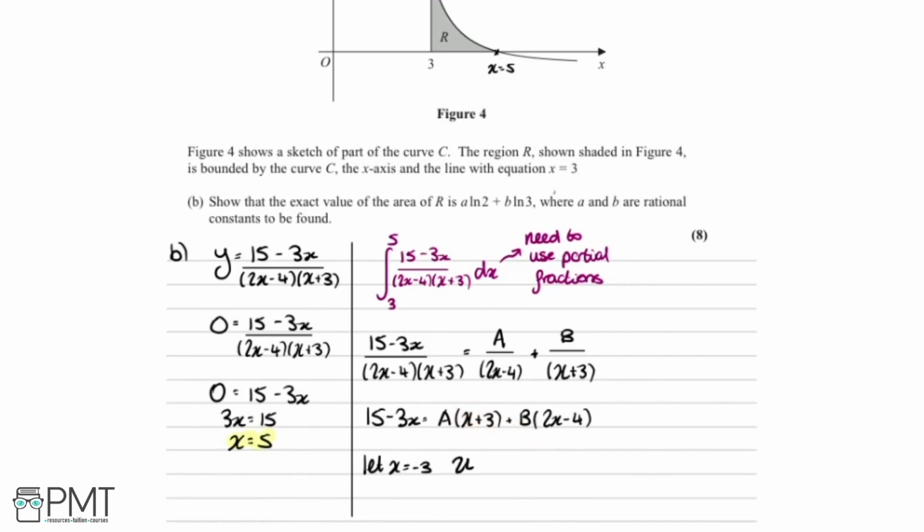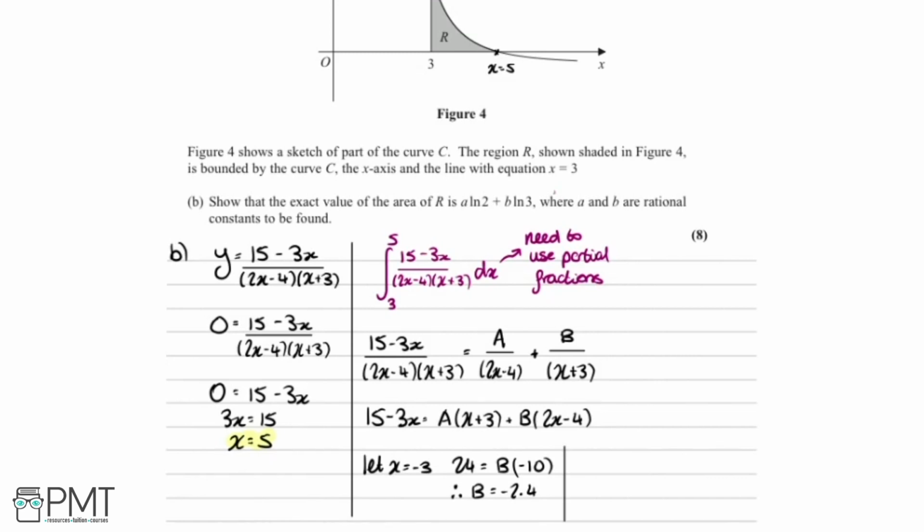So here we're going to get 24, because if we sub x equals minus 3 into here, we get 15 minus 3 times minus 3, which gives us 24. Then this bracket just goes down to 0, so we can ignore that. That's going to equal B multiplied by 2 times minus 3, which is minus 6, and if we take away 4 from that, it goes to minus 10. So therefore B equals minus 2.4.